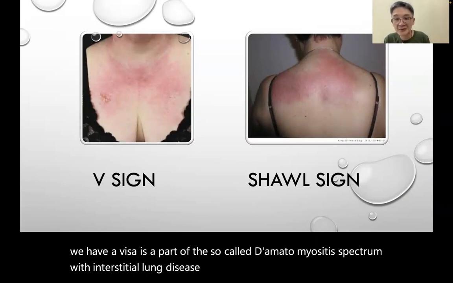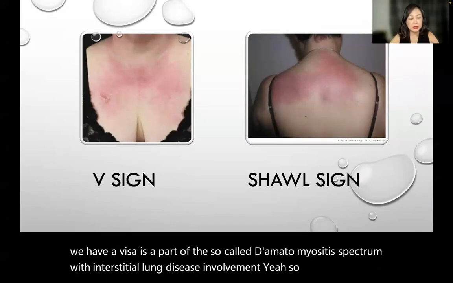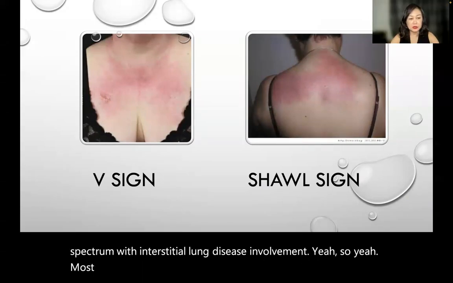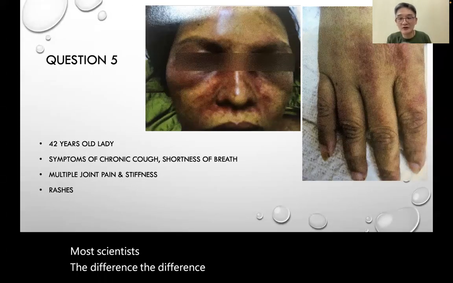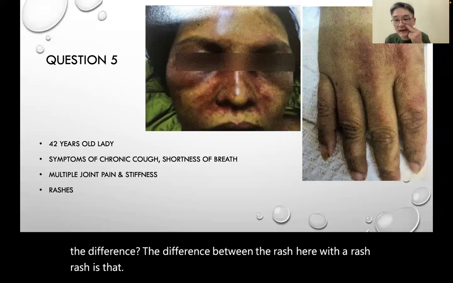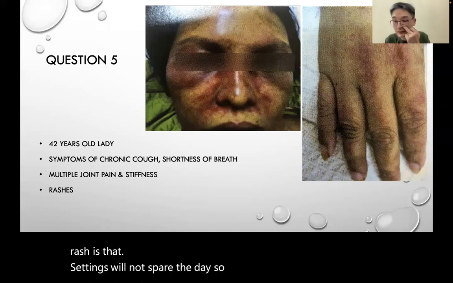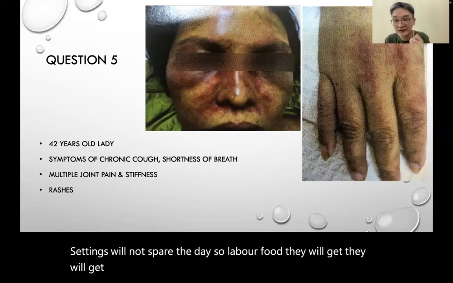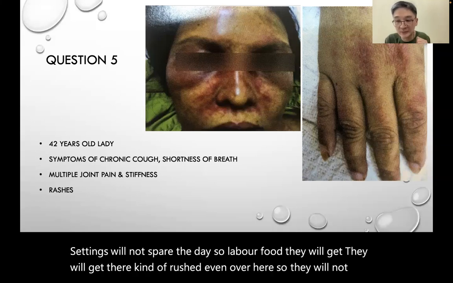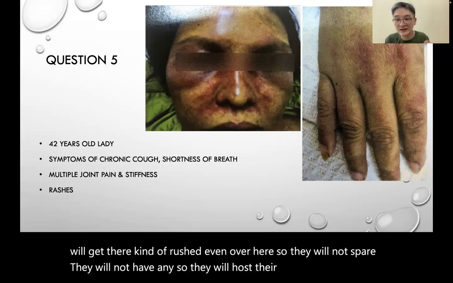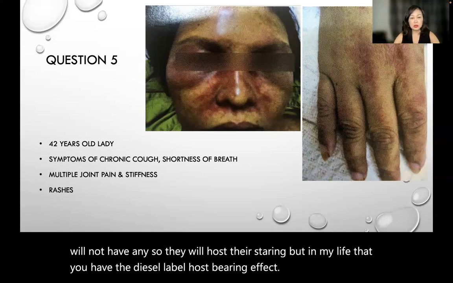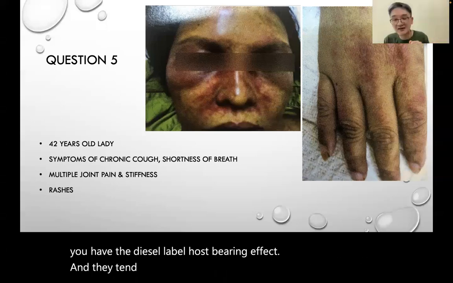Yeah. So I've never seen dermatomyositis, and I'd forgotten completely there was a disease as such. The difference between this rash and the rash in SLE is that the dermatomyositis rash will not spare the nasolabial fold. They will get that kind of rash even over here. But in SLE, the malar rash tends to have a nasolabial fold sparing effect. I see. And they tend to be worse than the so-called malar rash in SLE.